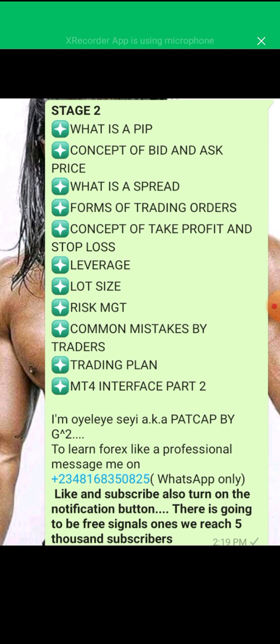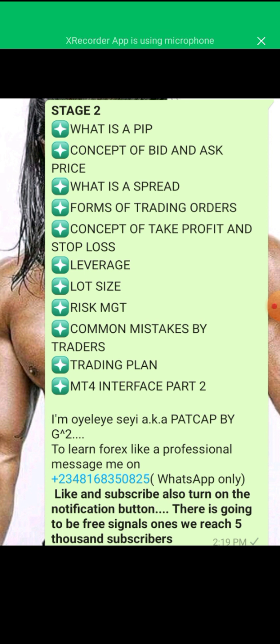Now talking about the forms of trading orders, though we have so many forms of trading which I'm still going to show you on the screen, but let me just explain it to you theoretically now. Forms of trading orders, we have the market execution. Some brokers might call it instant execution. We have the limit order, and we have the stop order as well. Some brokers do have stop limit order as well. Are you getting what I'm saying?